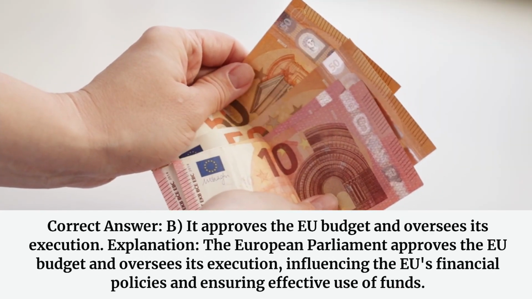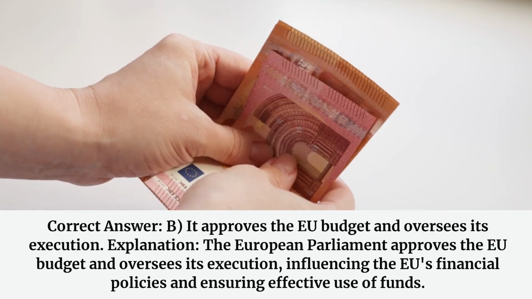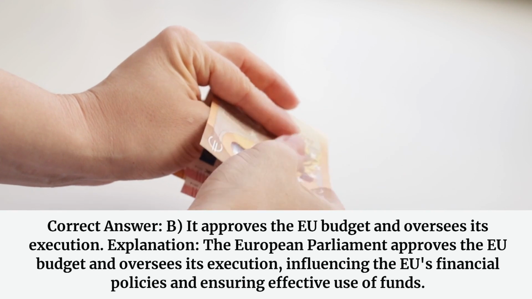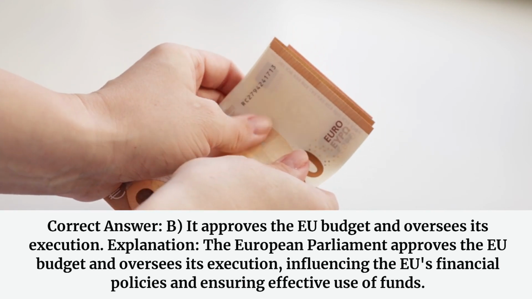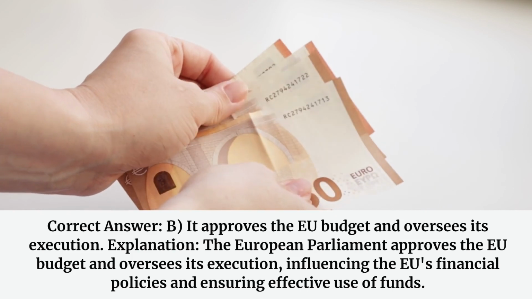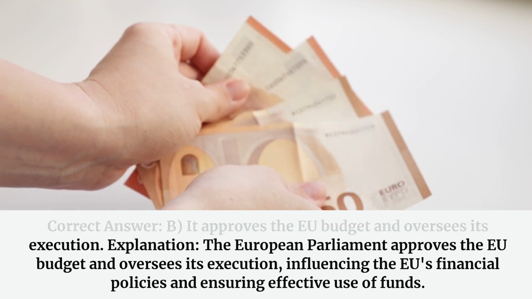Correct answer. B. It approves the EU budget and oversees its execution. Explanation. The European Parliament approves the EU budget and oversees its execution, influencing the EU's financial policies and ensuring effective use of funds.